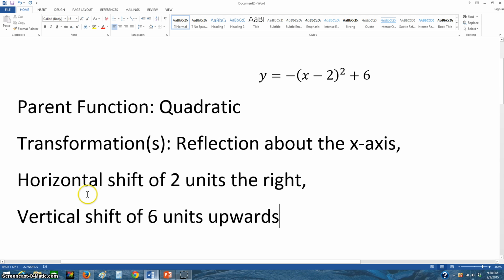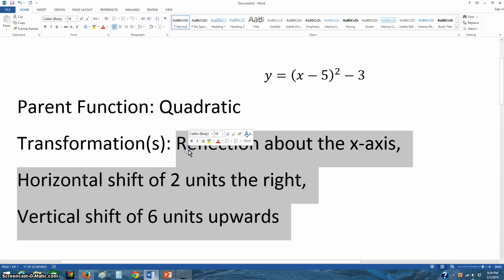Alright, so then we're going to do our last one, which is still going to be a quadratic function. The parent function is quadratic. So we have y equals (x minus 5) squared minus 3. Alright, so again, the parent function remains the same, but our transformations have changed.